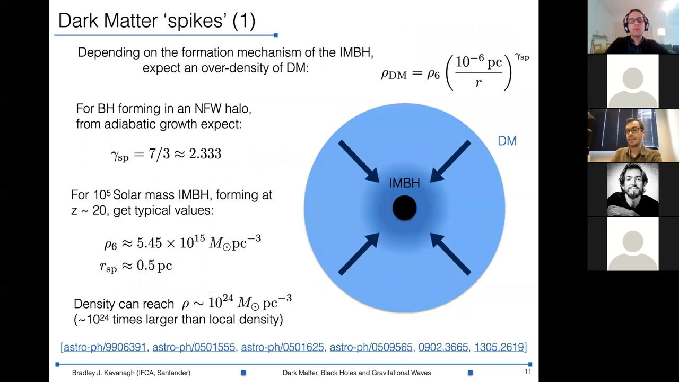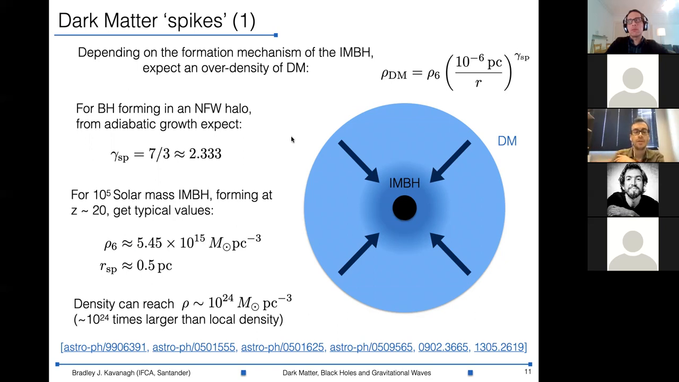But what we really need to detect dark matter is a lot of dark matter in these systems. So we want to think about scenarios in which this central black hole, this IMBH, could amass a large overdensity of dark matter. One way this can happen is if this black hole, which forms, for example, from the collapse of an unstable gas cloud at relatively high redshift, forms at the center of a dark matter halo, and if it grows very slowly, then you can really enhance the density of dark matter in that central region.